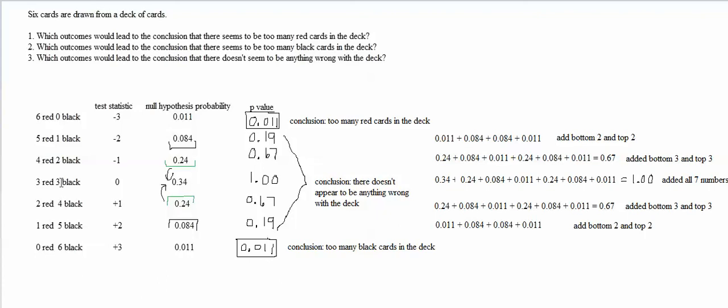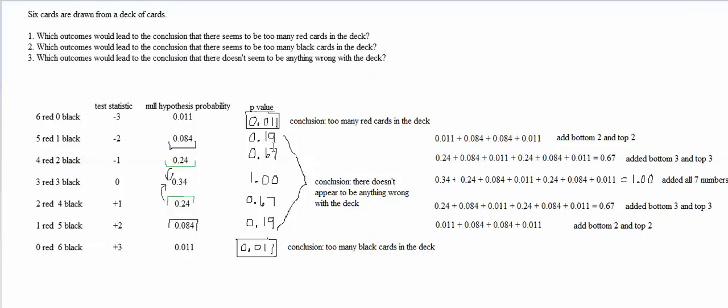Going in this opposite direction, we're getting more and more black cards and fewer red cards, which means the outcomes are starting to show more evidence for too many black cards in the deck. But it isn't till the point where the p-value goes under 0.05 that the conclusion is actually made down here.